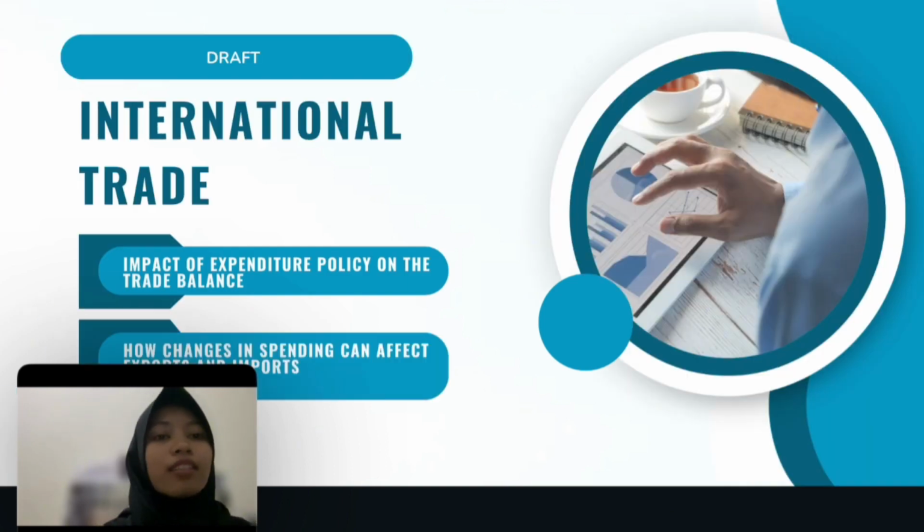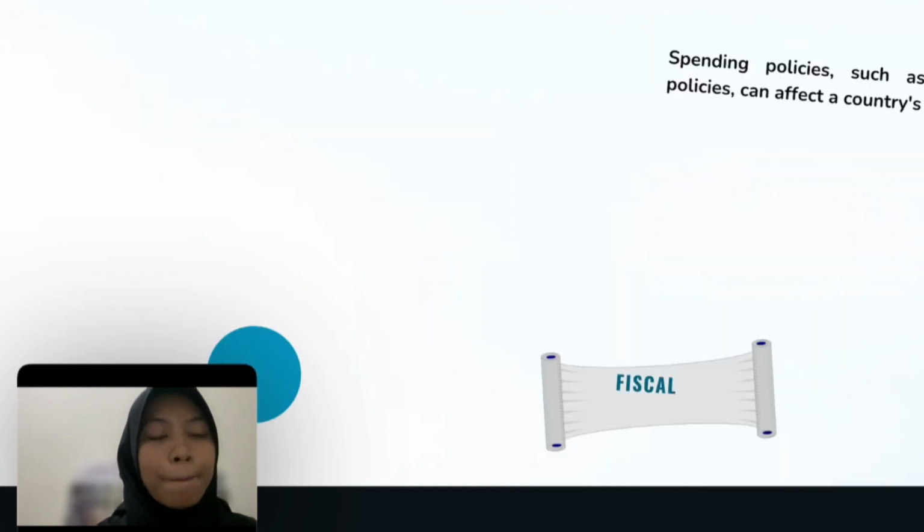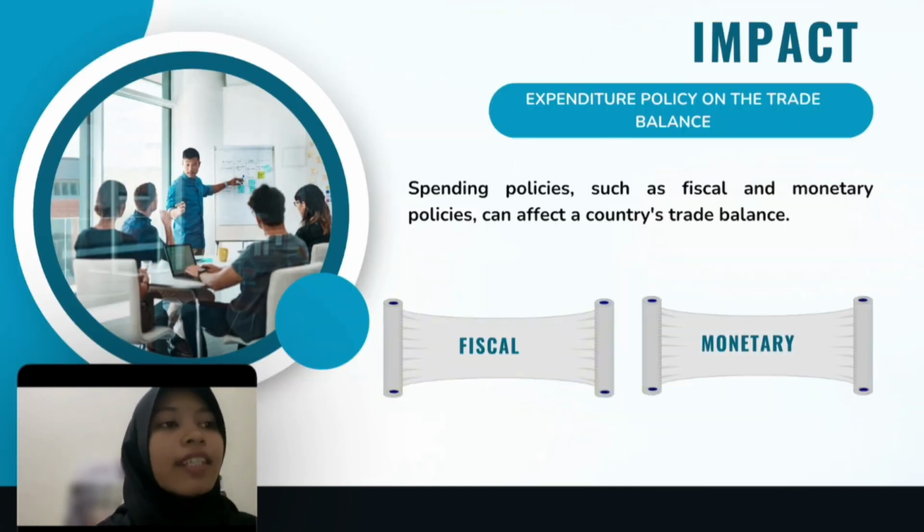And also in international trade, we have the impact of expenditure policy on the trade balance, and also how changes in spending can affect export and import. The impact of expenditure policy on the trade balance: spending policies such as fiscal and monetary policies can affect a country's trade balance.